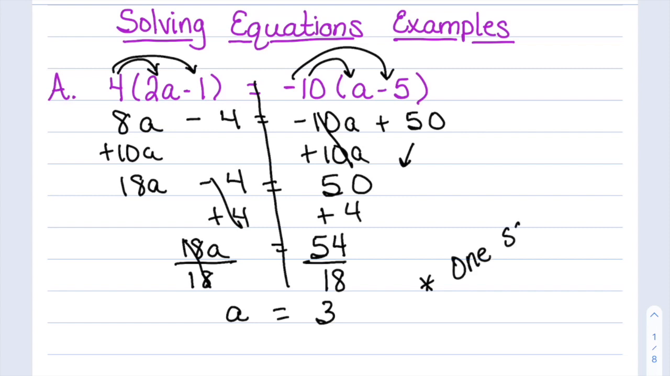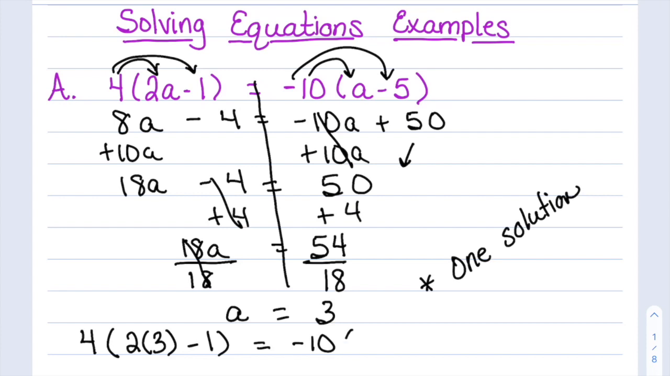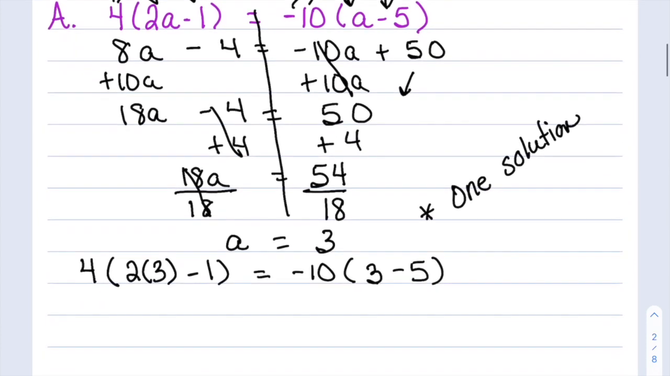This is an example of one solution. Now we want to check ourselves and make sure we're correct. So we're going to plug in our 3 and substitute it back into the beginning. So 4 times (2 times 3 minus 1) should equal negative 10 times (3 minus 5). And now let's check to see if it's the same.